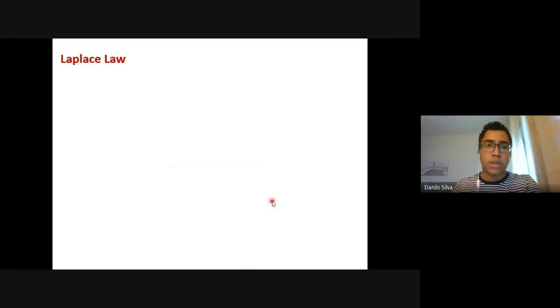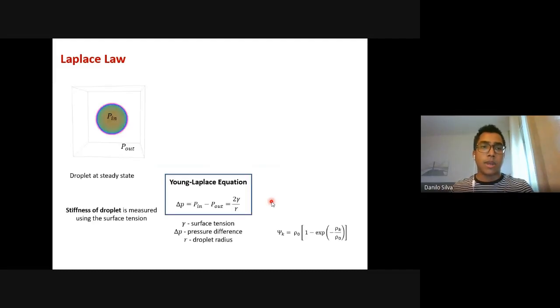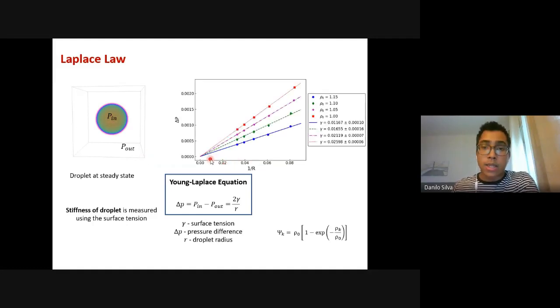So having done this, we want to make sure that our algorithm is sound. So we looked into the Laplace law, and this is done very simply by measuring the pressure difference between inside and outside the droplet. And we plot the pressure difference as a function of 1 over the radius. And here I want to highlight that we vary rho 0 in our pseudopotential. Here rho 0 is basically a normalization parameter, which is a free parameter.